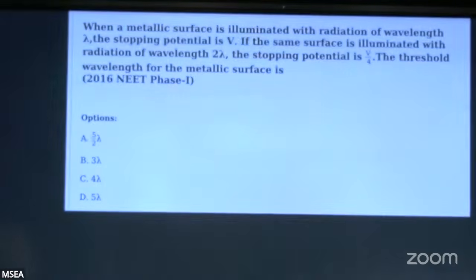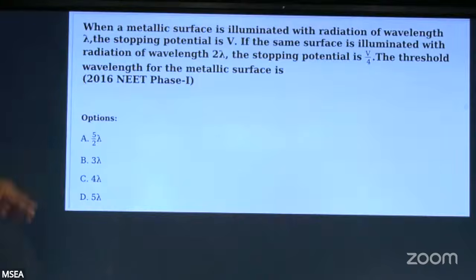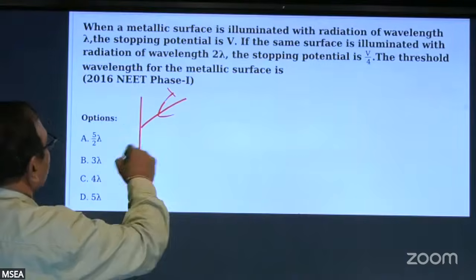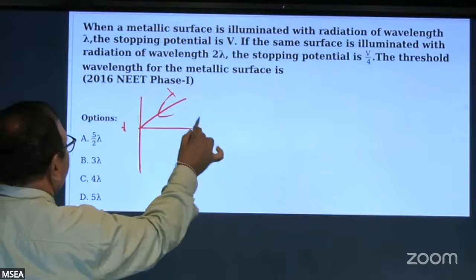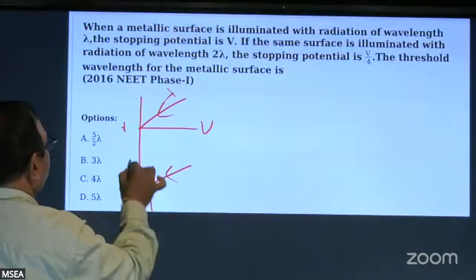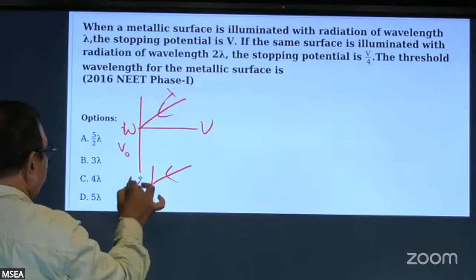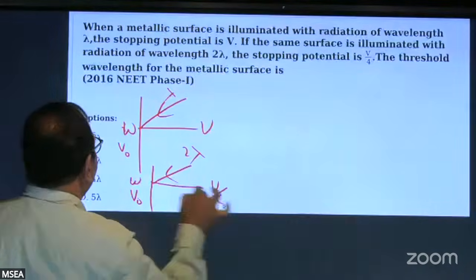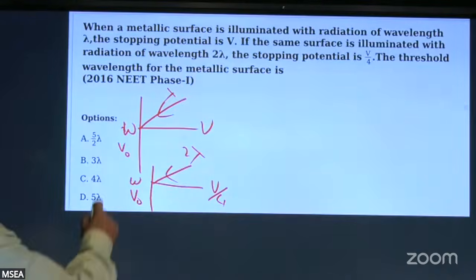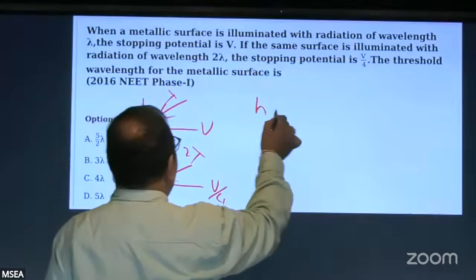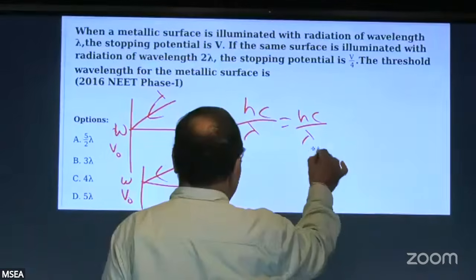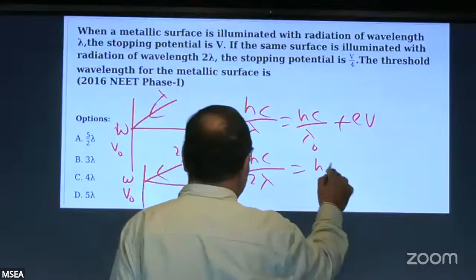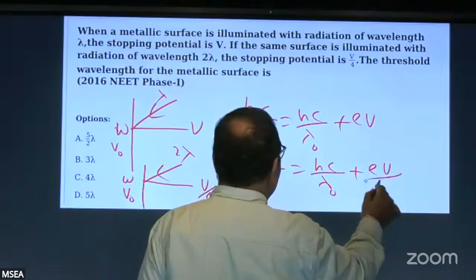Right. Even this is the same thing, with stopping potential. Let us take it here: illuminate with radiation of wavelength lambda, and the stopping potential is V. This is the same surface, which means the same work function or threshold frequency. With 2 lambda, the stopping potential becomes V by 4. Then the threshold wavelength is asked. So we can write Hc by lambda is equal to Hc by lambda naught plus EV. Similarly Hc by 2 lambda is equal to the same thing, plus E into V by 4.